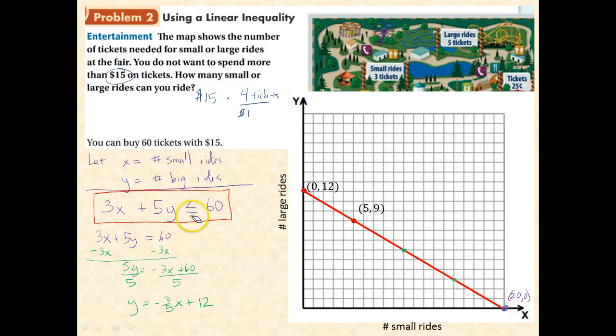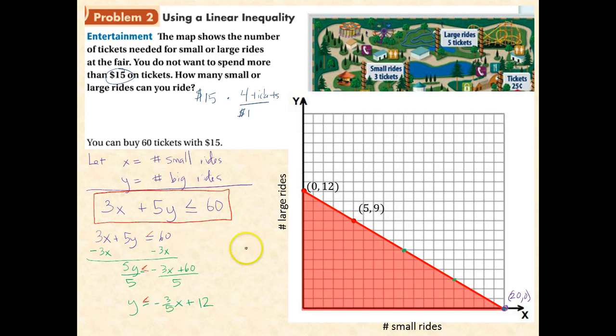So we have less than or equal to, that tells us that we include our boundary, so it's a solid line. And then less than means we're going to shade below. Well, less than only really means you're going to shade below if you have y by itself. So we would have to think about if we were solving the inequality this whole time. Do we ever divide by a negative that would switch this to greater than? No. We subtracted 3x here. We divided by a positive 5 here. So this inequality would be y less than or equal to negative 3/5 x plus 12, so we would shade below.